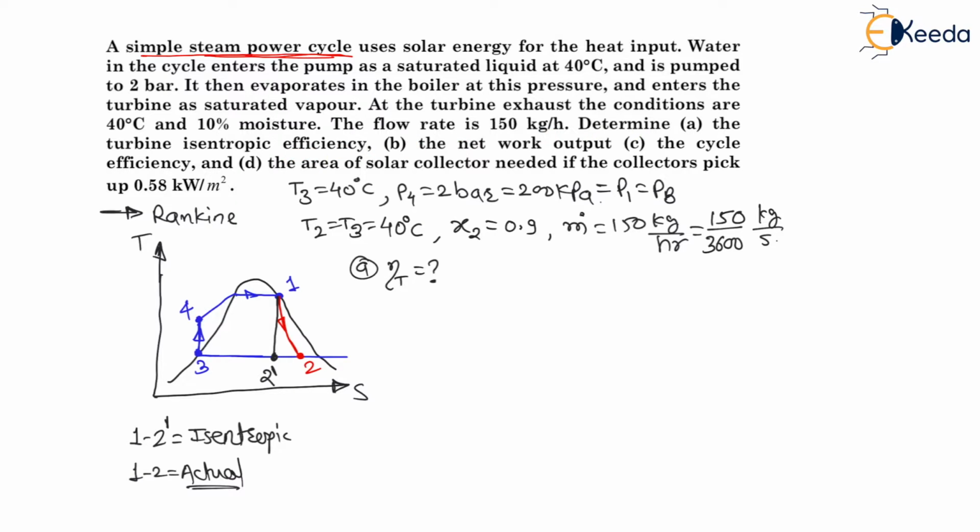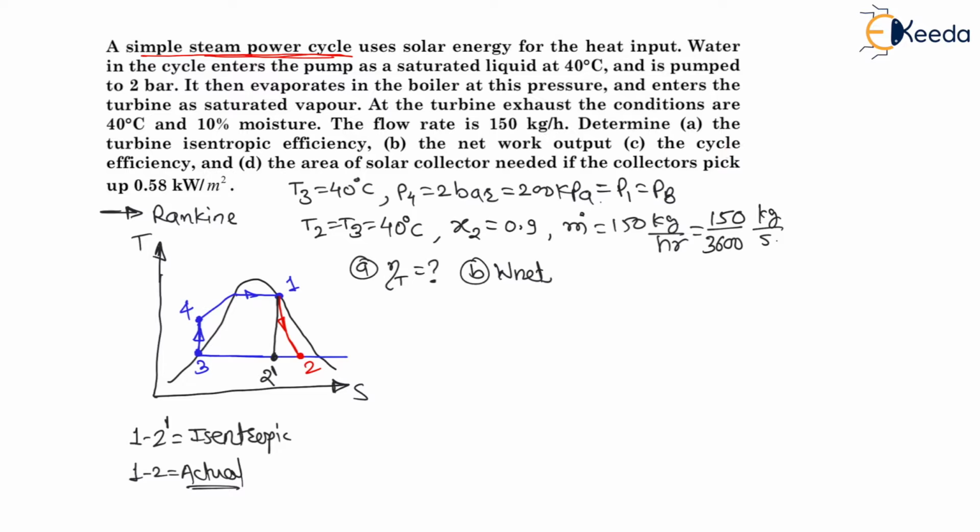Then the second question is the net work output during the cycle. What will be the net work output? Now net work output is nothing but the area enclosed by the actual cycle, that is 1, 2, 3, 4 and 1 back, right? For this cycle, whatever may be the area enclosed by the cycle is nothing but the net work output, that we have to find.